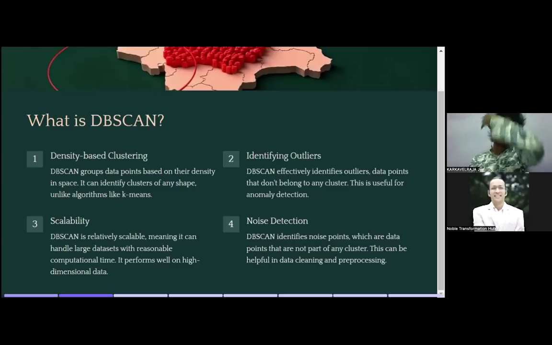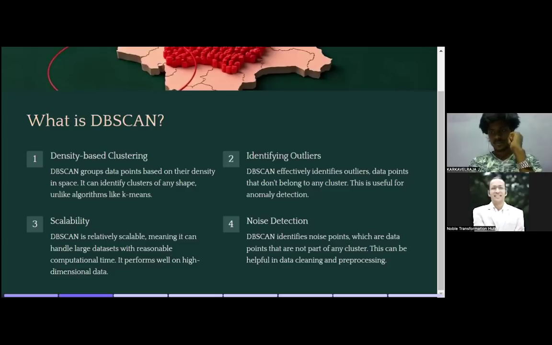Yes, so what is DBSCAN? Density-based clustering. DBSCAN groups data points based on their density. See, every concept has its central idea, guys. Whenever you study any concept, there is a central idea and an objective function of that particular concept. So similarly, in DBSCAN, it groups data based on their density in the space.